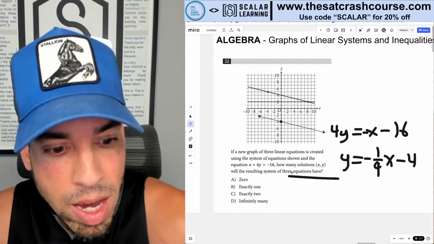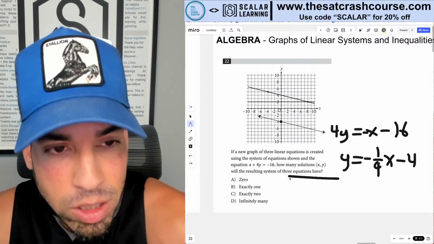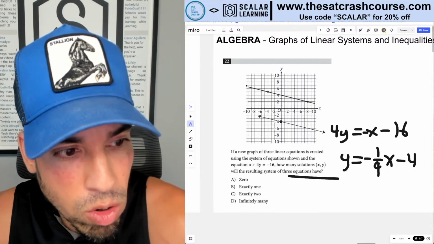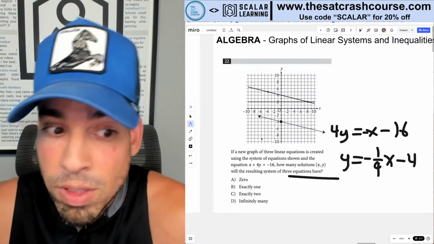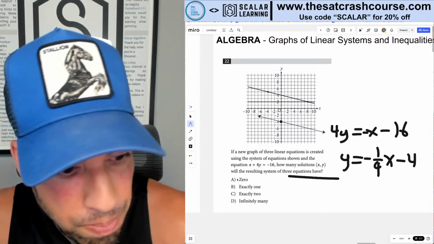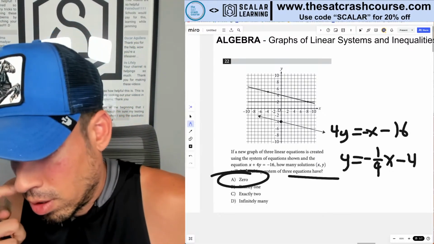No. Because when we have a system of 3 equations, all 3 have to intersect. But I can already tell these 2 will never intersect. And so if those 2 will never intersect, there's definitely no point where all 3 will intersect, meaning there are 0 solutions to this system.